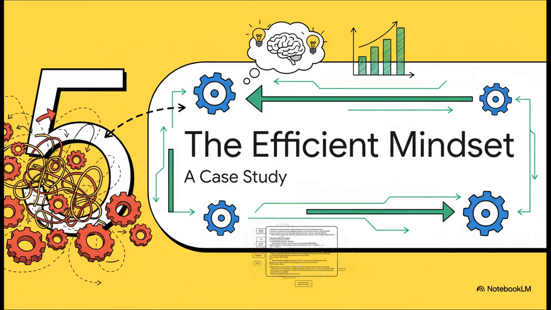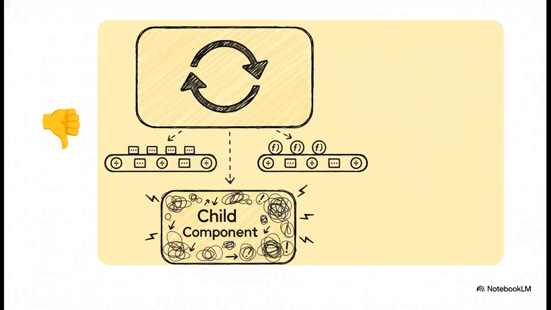Okay, theory is great, but let's see how all these pieces actually snap together. We're going to walk through a quick case study, taking a really simple but pretty inefficient component and give it a performance makeover using this new efficient mindset. So here's our before picture. You can see the parent is creating a new filtered array with that inline filter, and it's also creating a new onClick function on every single render. This means our poor child component is getting new props every time, forcing it to re-render again and again, even if nothing meaningful actually changed.